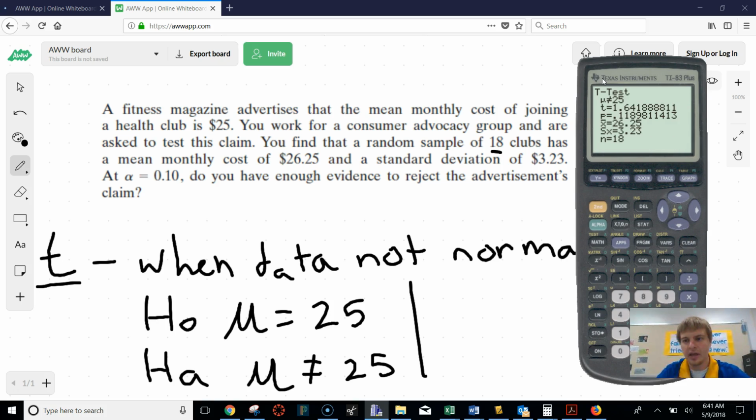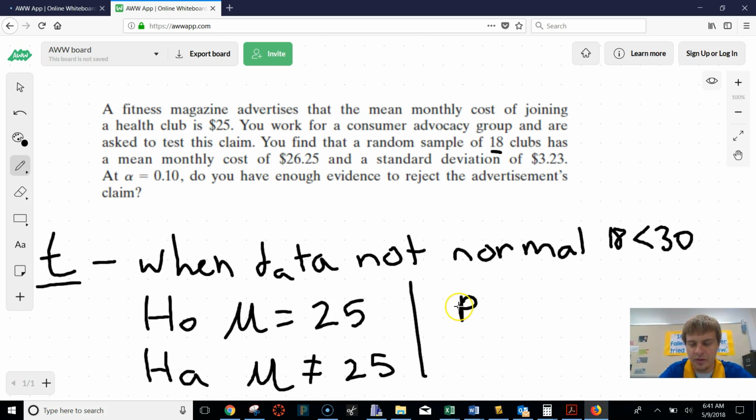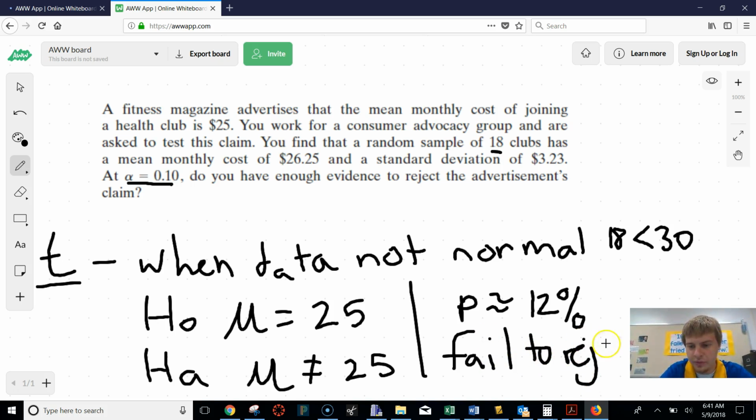And when I hit calculate, I can see that the p-value is about 12%. And so do we have enough evidence to reject the claim? Well, they said only reject it if it's under 10%, so we cannot reject it, so we fail to reject their claim. So we don't know if their claim is right per se, but we know it's definitely not wrong right now. So their claim could be right, it could not be right. We might need to take more data to know for sure, but as of right now, we can't reject their claim. Let's try another one.